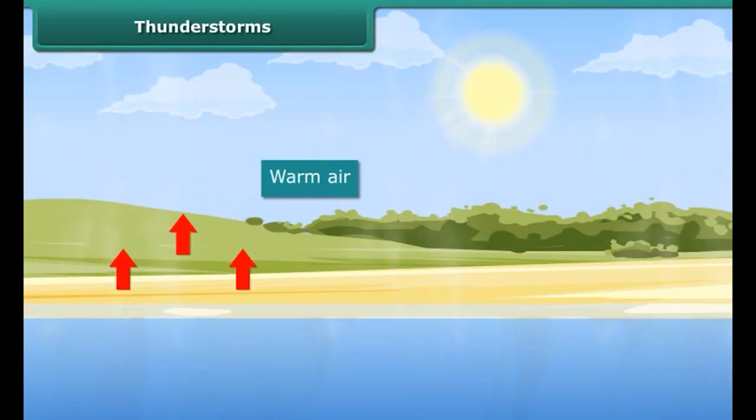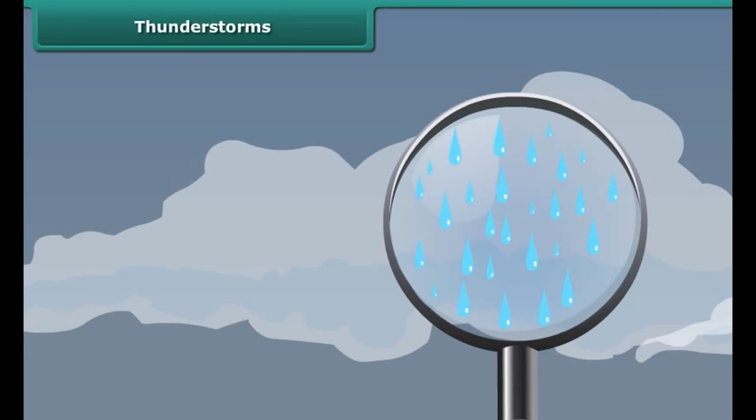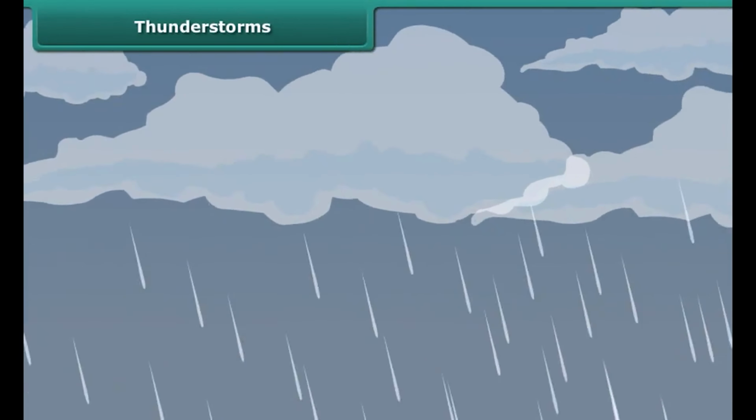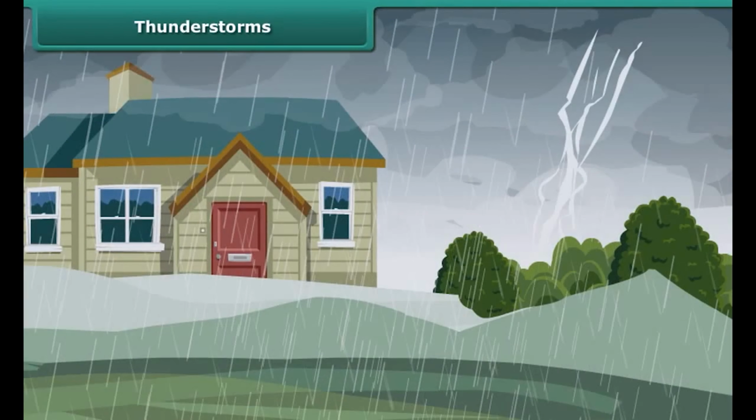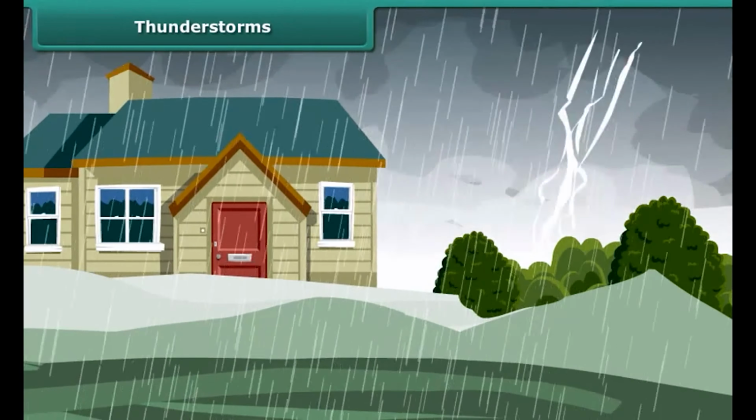When humid air is lifted, it cools down and the moisture in the air condenses to form cloud. Water droplets in the cloud continue to grow in size. As the cloud extends further upward, water droplets fall down, creating sound and lightning. We call this event a thunderstorm.